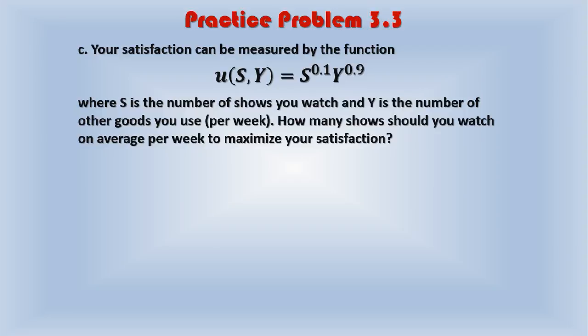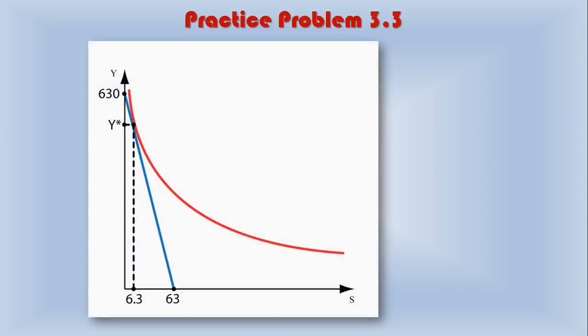So anyway, all right. How many shows should you watch on average per week to maximize your satisfaction? 6.3 is correct. Good job. So that's what we figured out. We figured out that 6.3 shows will be part of the optimal consumption bundle for this consumer, given her preferences described by her utility function and the prices and budget that she has.